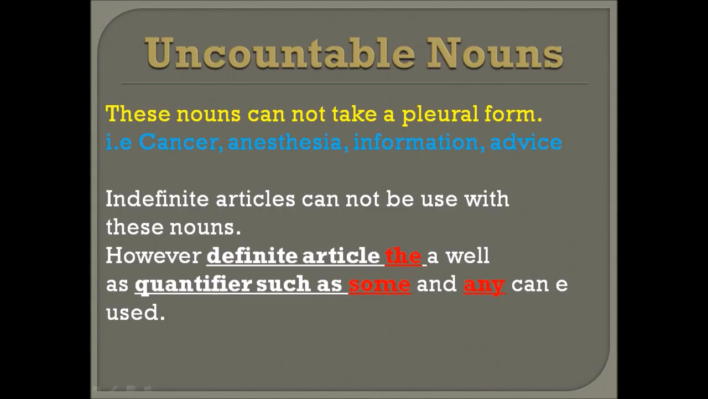Okay, let's move to the uncountable noun. The second type of noun on the basis of article is uncountable. These nouns cannot take a plural form. Why can they not take a plural form? Because they cannot be counted. If we can't count them, there is no plural form. For example, cancer, anesthesia, information, advice. These are all examples of uncountable nouns. Indefinite articles, a and an, cannot be used with uncountable nouns, but sometimes you can use the definite article the, or you can also use quantifiers such as some or any.